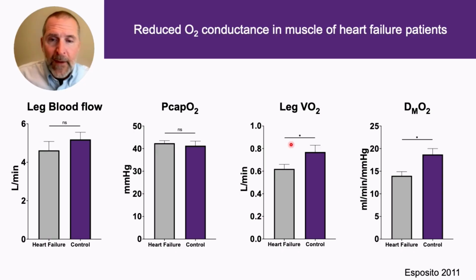The diffusive capacity could be related to the capillaries or microvasculature inside the muscle. So even though, again, the muscle is receiving blood flow, maybe the muscle is not adequately perfused, which leads to a reduction in the ability of oxygen to be used.